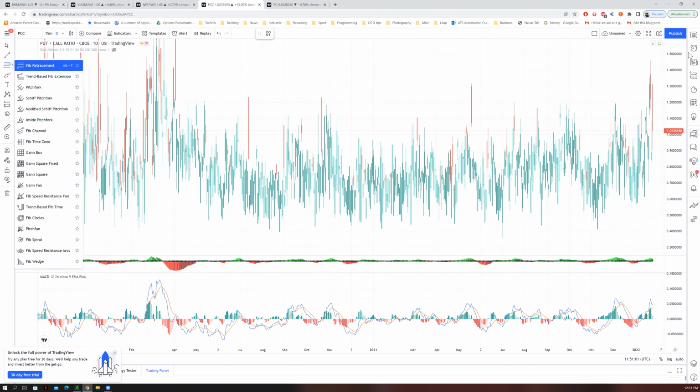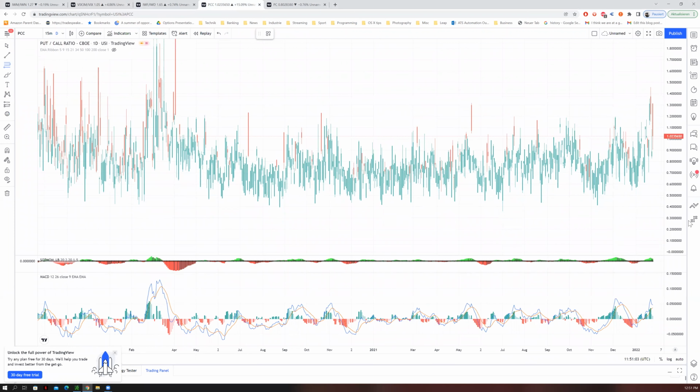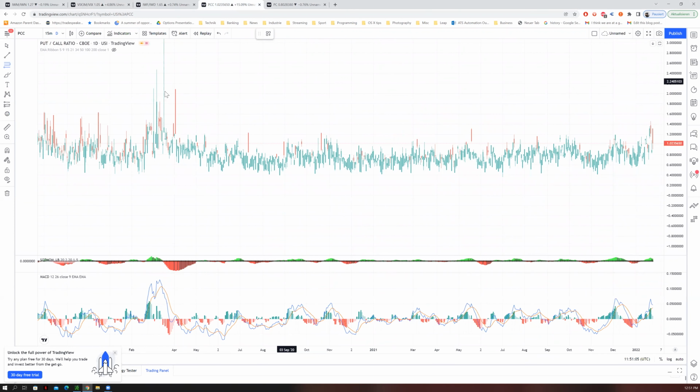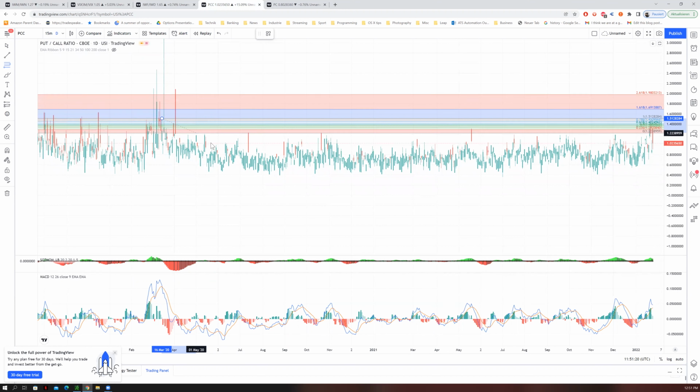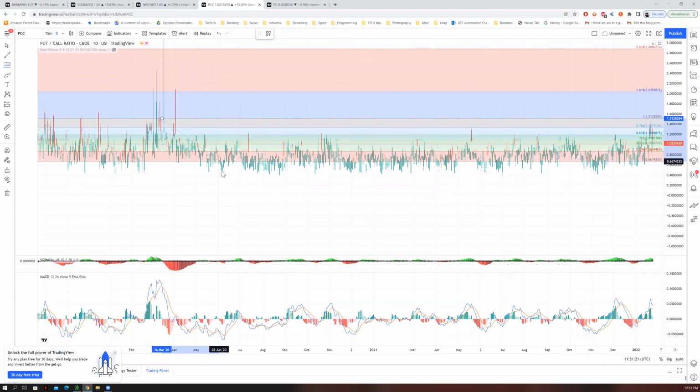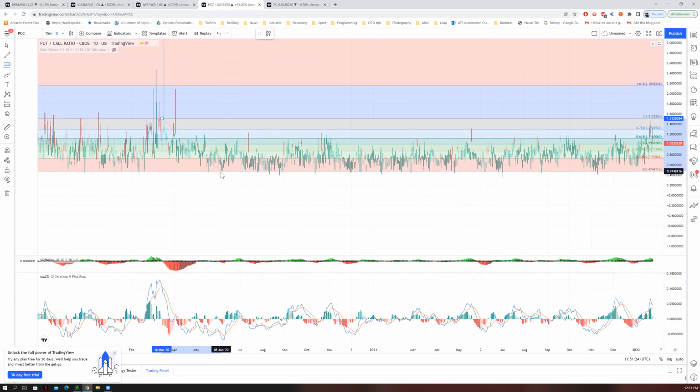So actually, we need to see a bit more data. So here is the pandemic, and that is almost at 2, which means that they're double the number of puts to calls. So that's quite an exaggeration. That doesn't really happen very often in normal markets, but let's see.